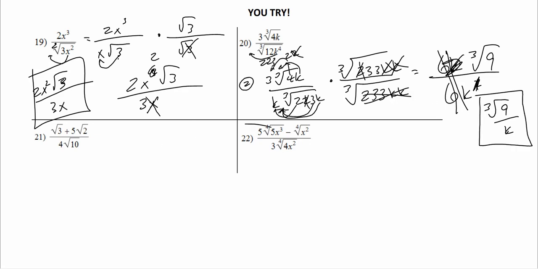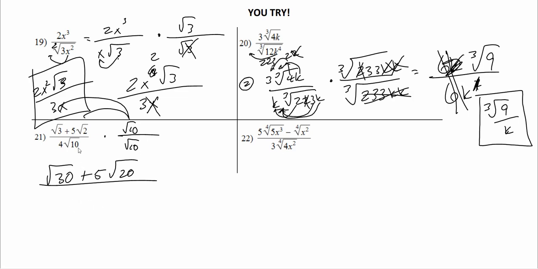Number 21. 10 is already broken down, so I don't need to break it down any further. So I'm going to multiply by the square root of 10, square root of 10, or 2 times 5, it doesn't matter, that's fine. So I distribute the tops, and I get square root of 30 plus 5 square root of 20 over, remember a 10 and a 10, so a 10 gets pulled and this other 10 crosses, so that's a 40.